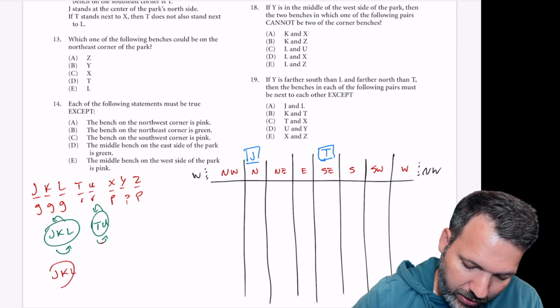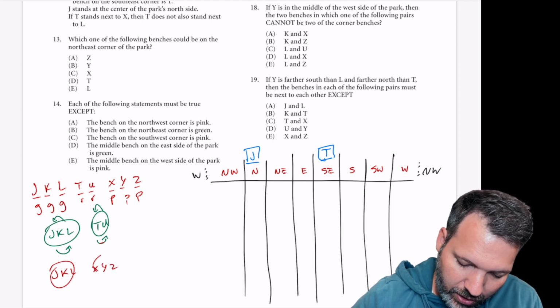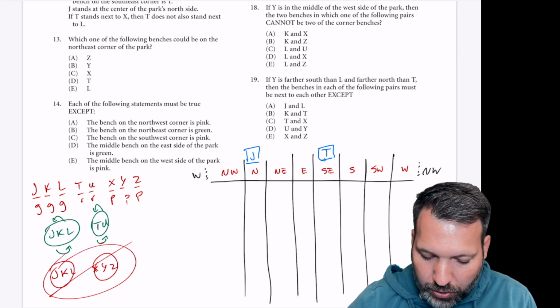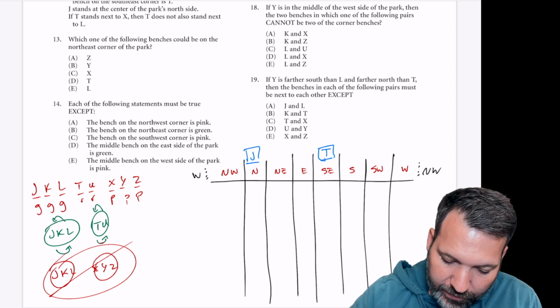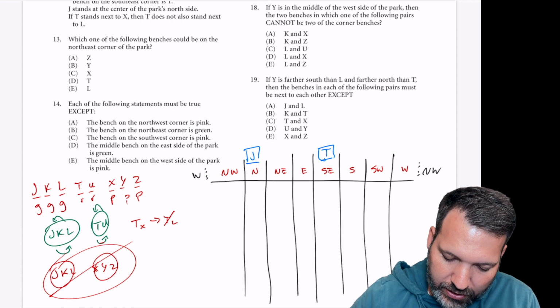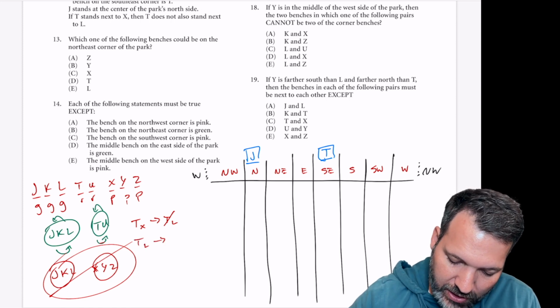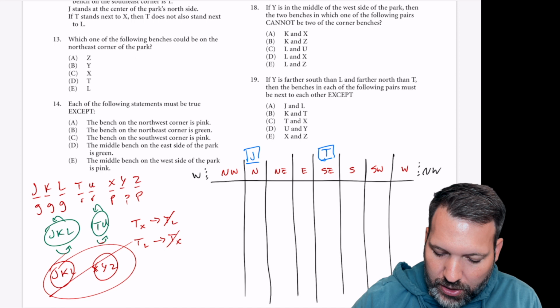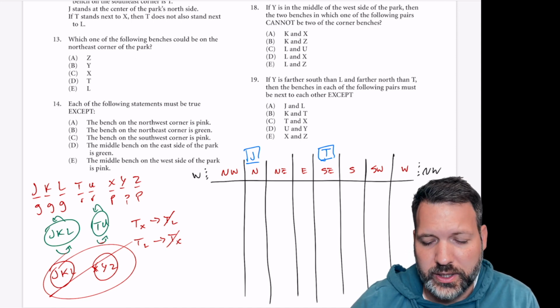What we actually mean is the J, K, L benches can't be next to the X, Y, Z benches. Okay. And so now they're saying if T is next to X, then T is not also next to L, which means if T is next to L, then it's not going to be next to X. That's probably how I would try to symbolize that.